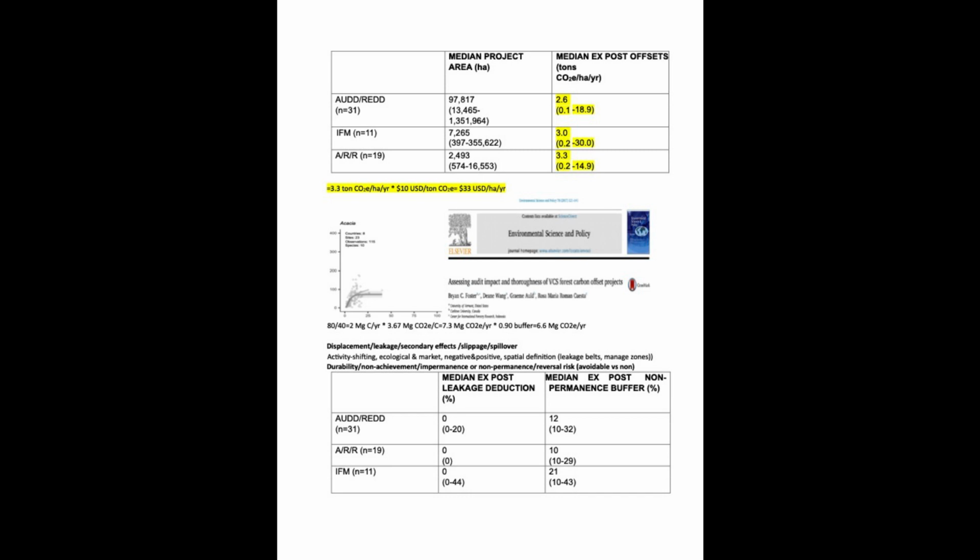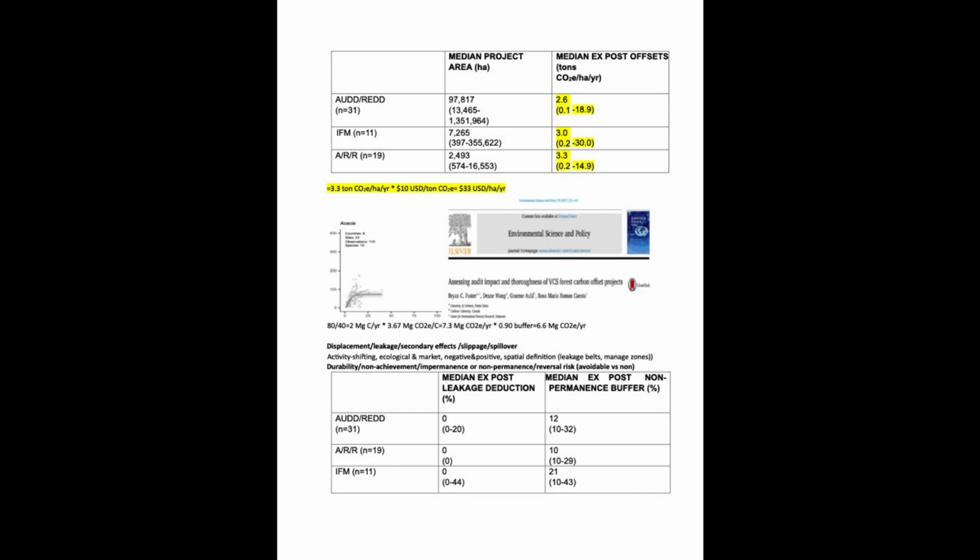Impermanence buffers are called non-permanence, non-achievement, durability, and reversal risks. Although standards frequently require buffer set-asides, VCS also allows a portion of these buffers to be released and sold as the project proves its permanence over time. Median impermanence buffers in my research ranged from 10 to 21%, with the range highest with IFM.